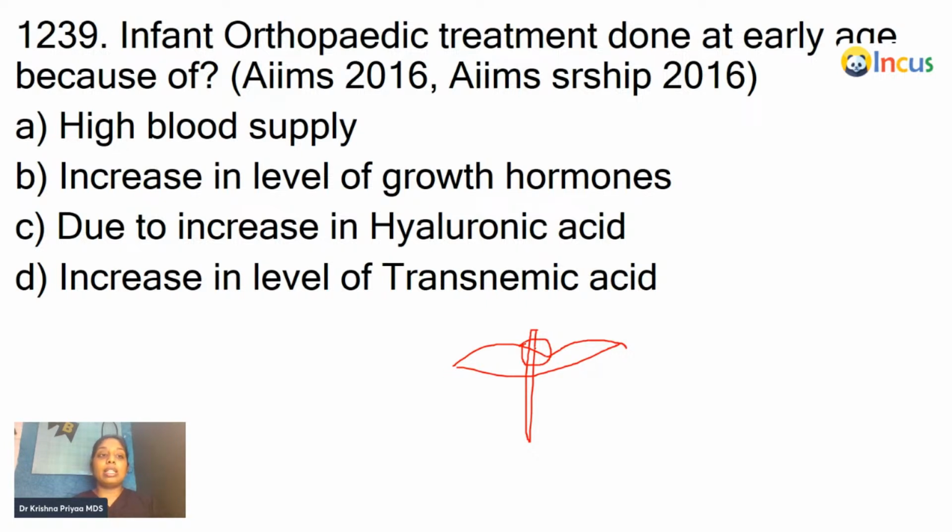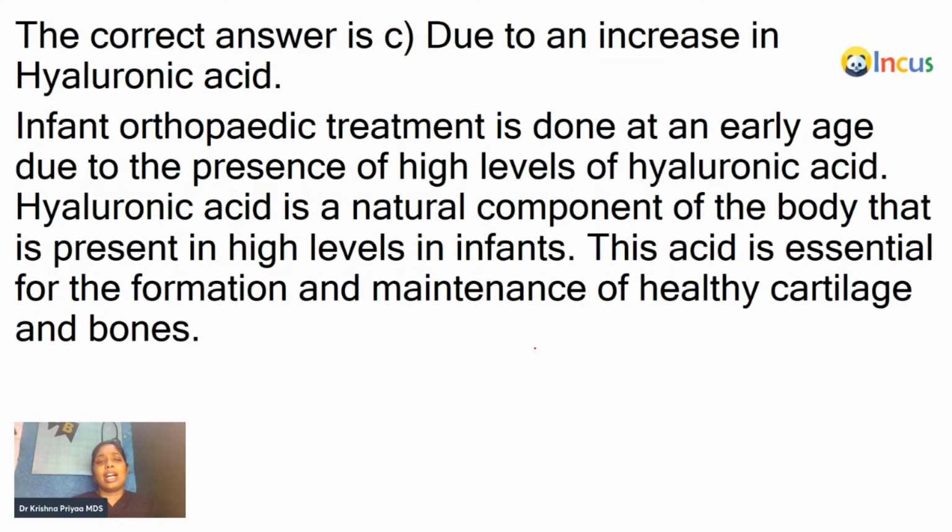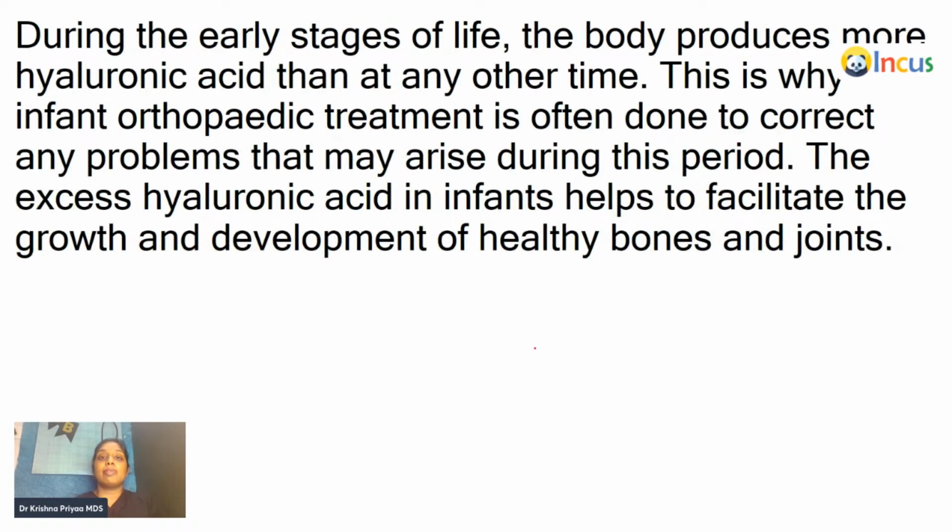Infant orthopedic treatment is done at an early age. Why is it done? High blood supply, increase in the level of growth hormone, due to the increase in hyaluronic acid, or tranexamic acid. So it is definitely not growth hormone or blood supply. It is mainly because of hyaluronic acid. Let's see why. Hyaluronic acid is a very natural component of the body that is present in very high levels in infants, and this is very essential in the formation and maintenance of healthy cartilages and bones. So for the bone development to take place, it is very essential to do infant orthopedics at an early stage of life in the cleft tissue.